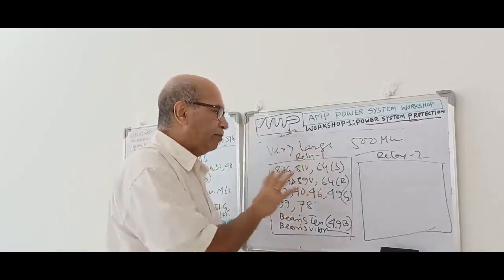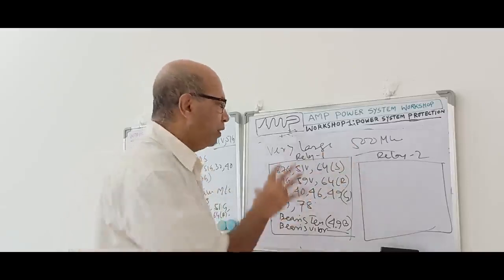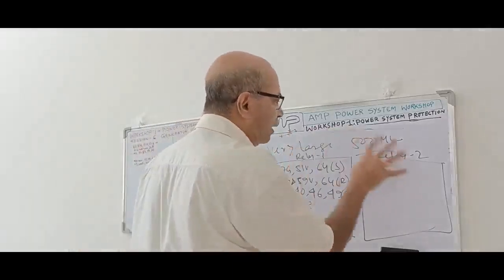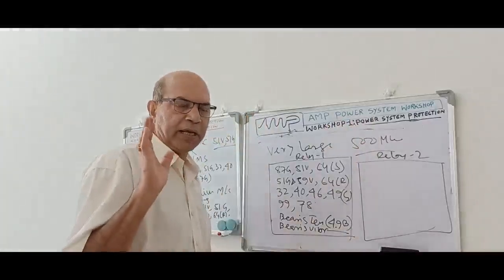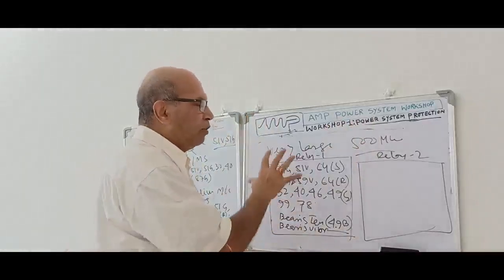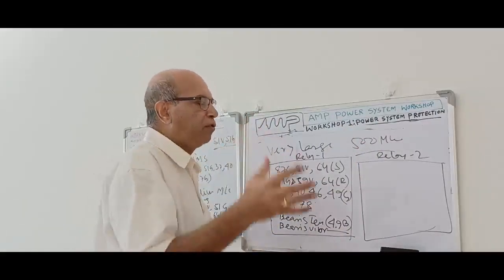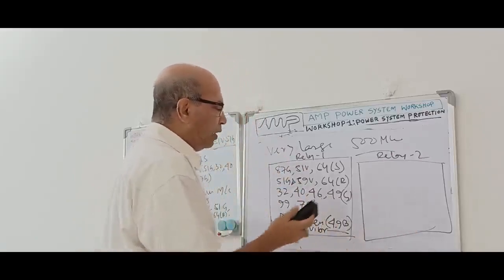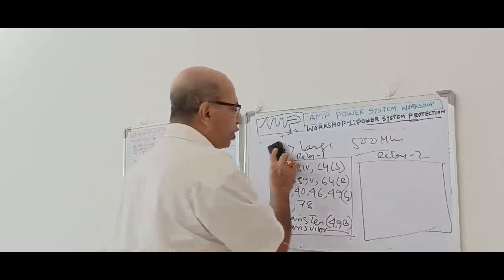But for large size machines, these two sets of protection should be there. It is called main 1, main 2. Main 1 protection, main 2 protection, like a distance, like a line protection. In the big size machine we put a main 1 protection and a main 2 protection, both are main protection. Okay, these are the very large size machine protection schemes.